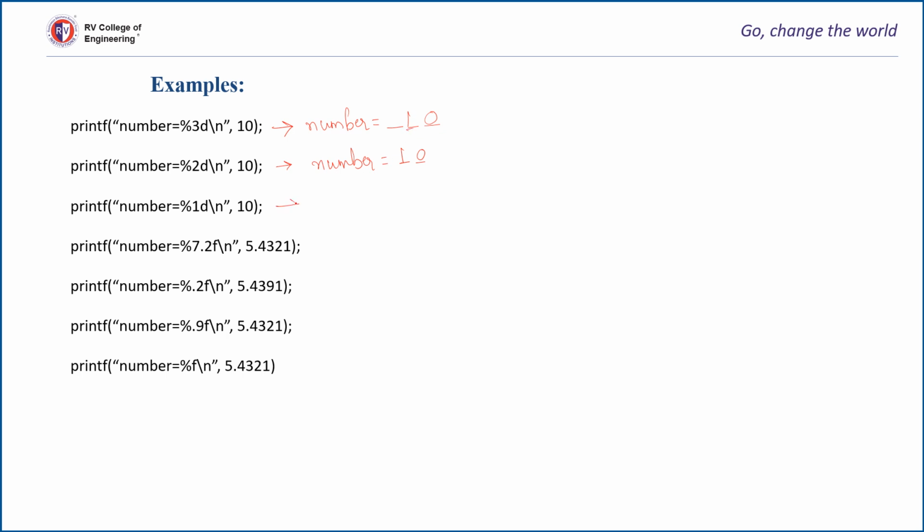Now if the minimum width is very small, how will the output look? It will display the number with as much space as is required. Now what about this? When minimum width and precision are specified, how will the output look? You will have number is equal to, minimum width is 7. Start filling the number from the right. However, the precision is 0.2. That means you need to have 2 digits after the decimal point. So it will be 34.5. This will be the output.